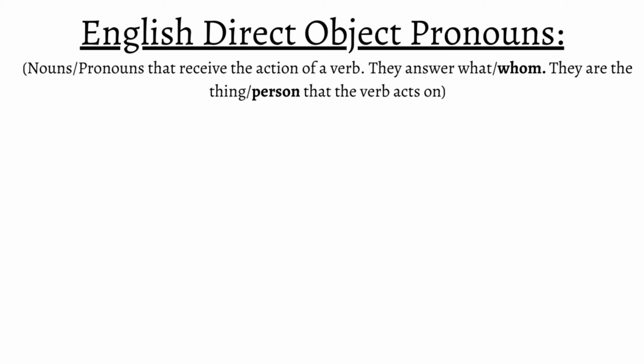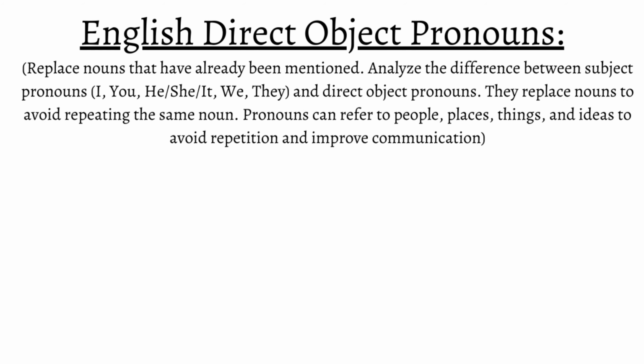When answering the question of whom, this is where we introduce direct object pronouns that replace nouns that have already been mentioned. It's essential to understand the difference between subject pronouns, like I, you, he, she, it, we, and they, and direct object pronouns. Direct object pronouns replace nouns to avoid the need to repeat the same noun.